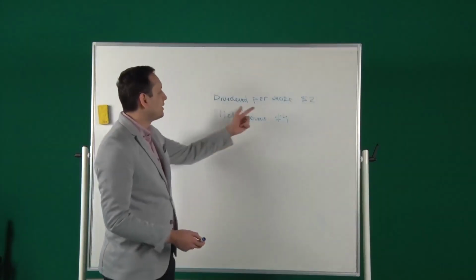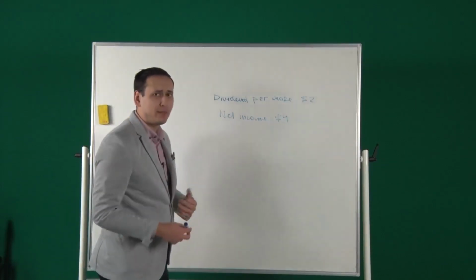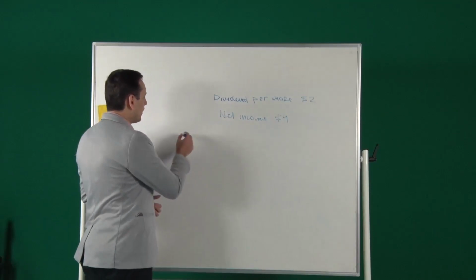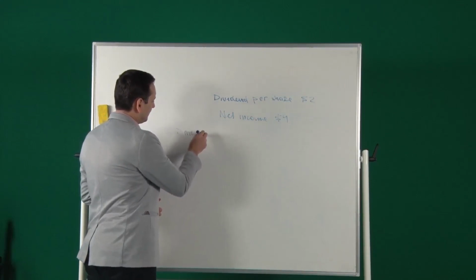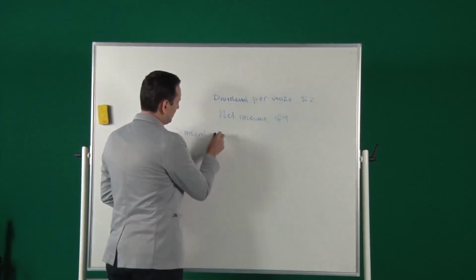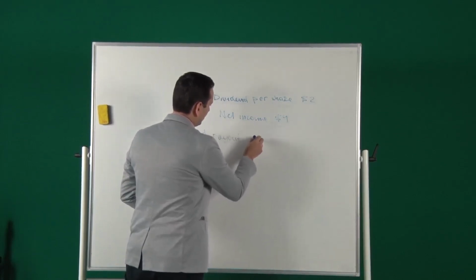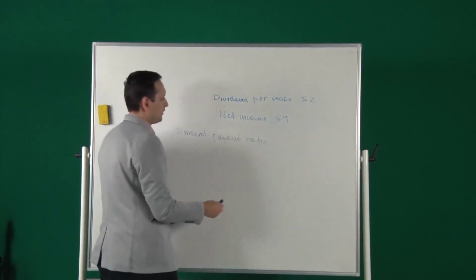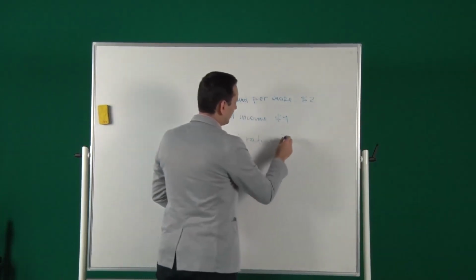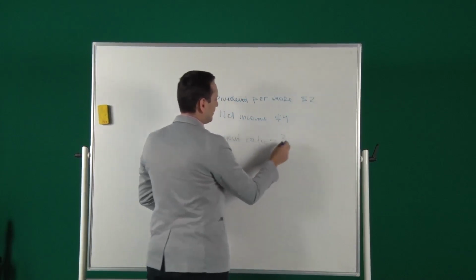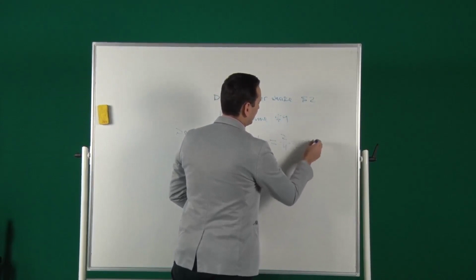All right, let's assume the dividend per share is $2 and net income per share is $4. To find the dividend payout ratio, we divide the dividend per share by net income per share, and we find that the dividend payout ratio is 50%.